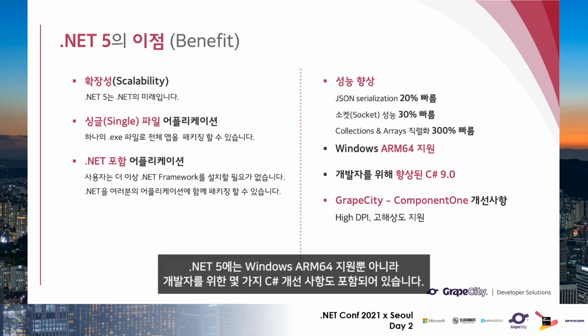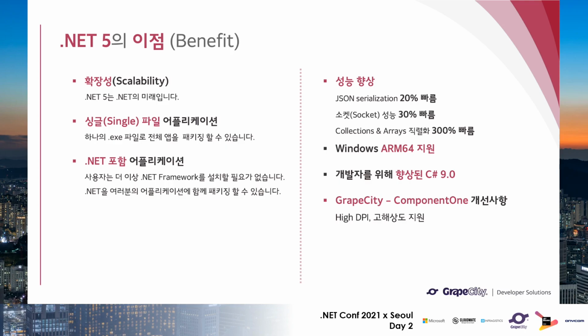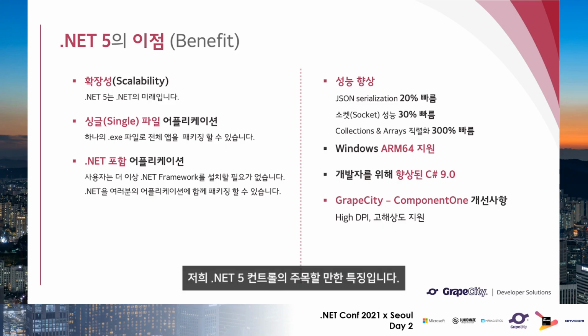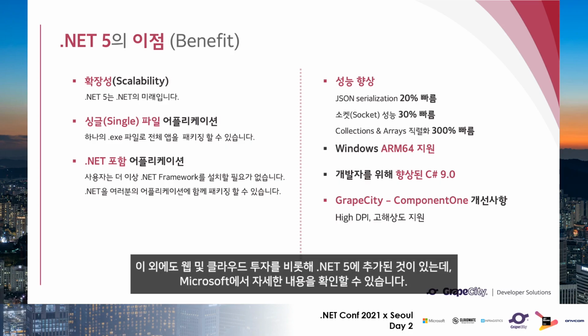.NET 5 also includes Windows ARM 64 support, as well as some C# improvements for developers. Plus, if you're using third-party controls such as ComponentOne, you will get access to high DPI support, a noticeable feature with our .NET 5 controls. There's more added with .NET 5, including web and cloud investments that you can read more about from Microsoft.